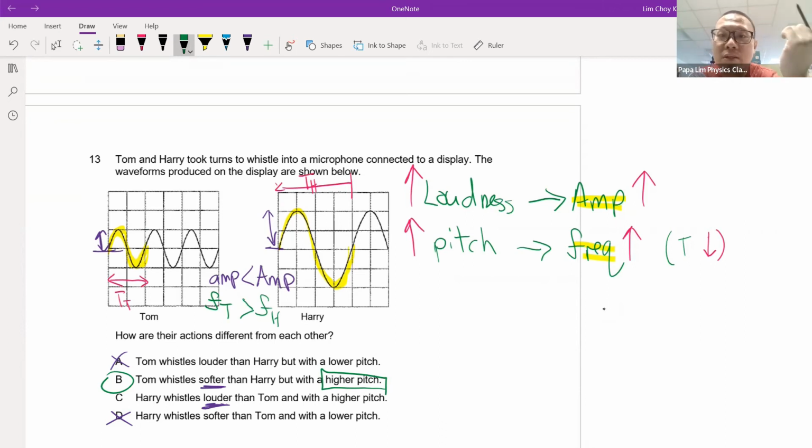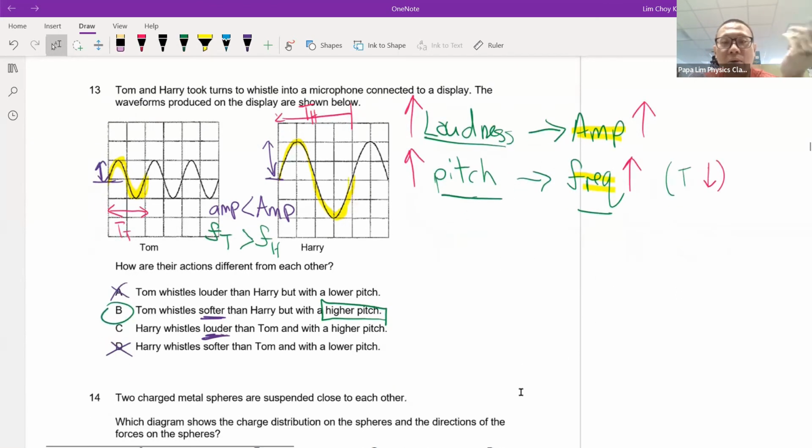Why do we want to look at these two important things? Because amplitude is tagged to your loudness, and frequency is tagged to your pitch. So to know the pitch, I will look at the frequency, or what we call the period of the wave. Or if I want to look at the loudness, I look at the amplitude of the wave itself. This is what we call the standard approach of looking at loudness and pitch.